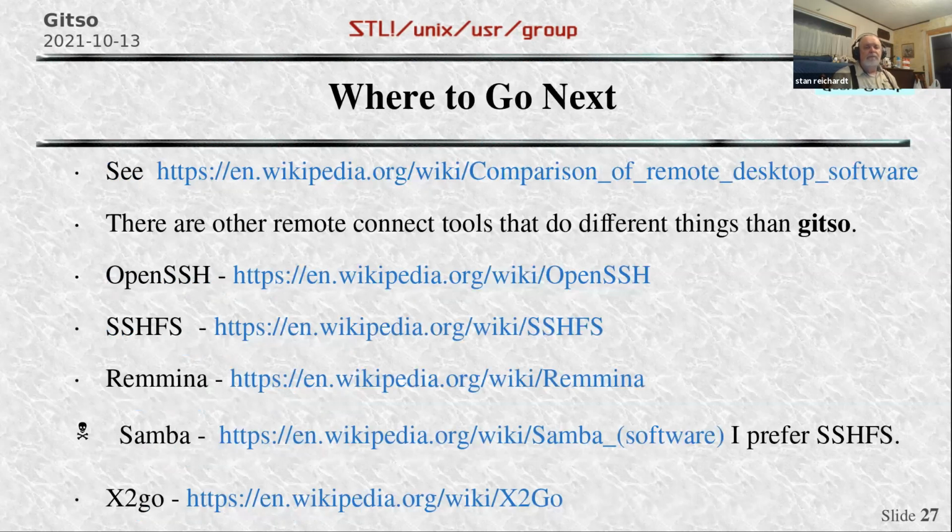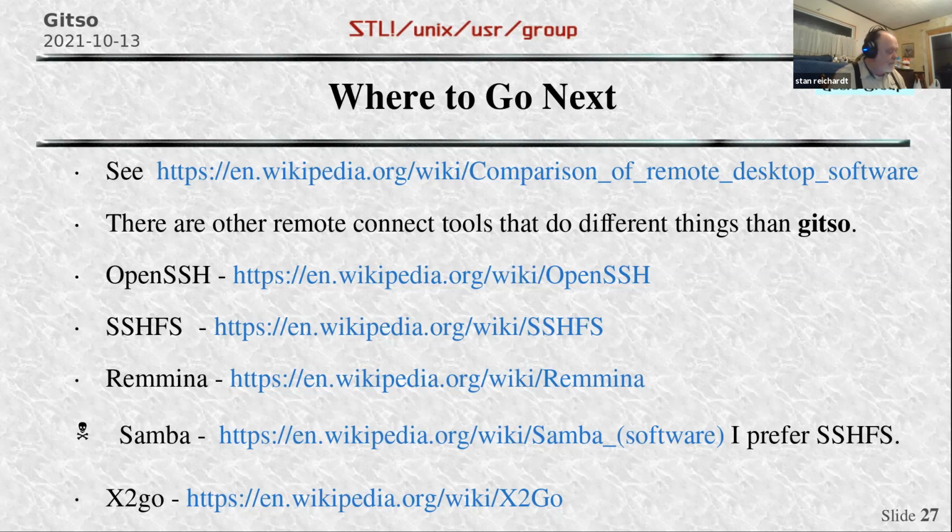Where to go next? Well, if you go to Wikipedia, you can see a comparison list of remote desktop software. It doesn't necessarily list Gitso, but there's a couple other things. I prefer stuff that's tied into OpenSSH and the SSH file system stuff. I use those all the time. I also use Remmina and X2Go. I used to use Samba, but I prefer the SSH file system stuff. It works a lot better, a lot easier to configure, and it's not so much a pain. And the results are just the same as using the SSH FS system.